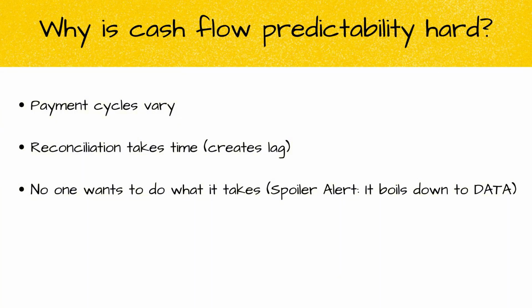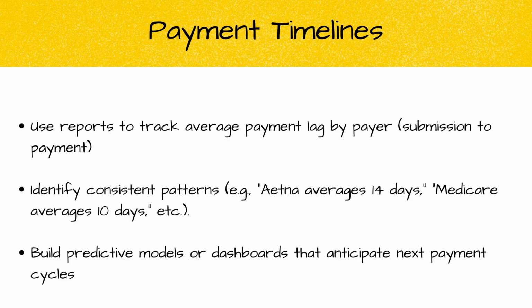Okay, so the first thing that can help improve your forecasting power would be to know the payment deadlines for each payer. And the way to do that is you can use reports to track the average payment lag by payer and set that by submission to payment all the way. And then you just want to identify the consistent patterns for each payer. Aetna, 14 days, Medicare, 10 days, usually longer than that, and then from there, you can build these models that anticipate the next payment cycles for each payer, and then you just have to map out the appointments to those payers.